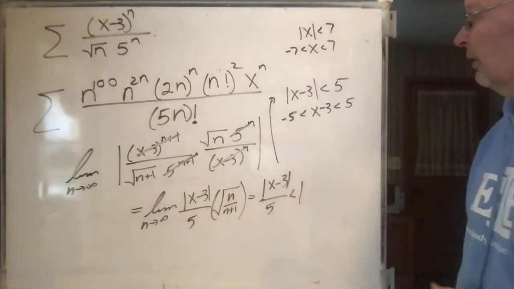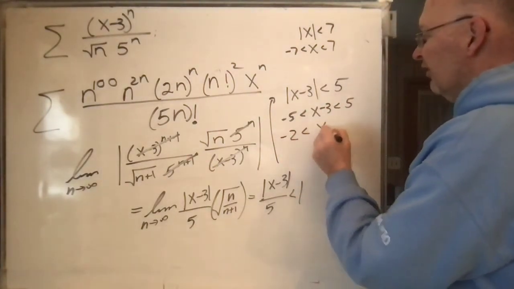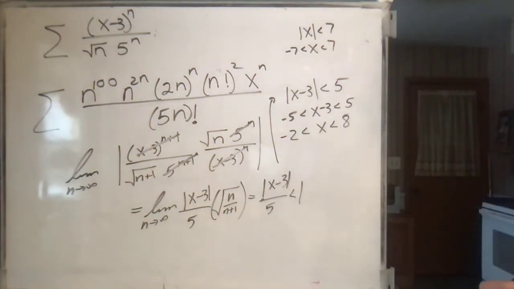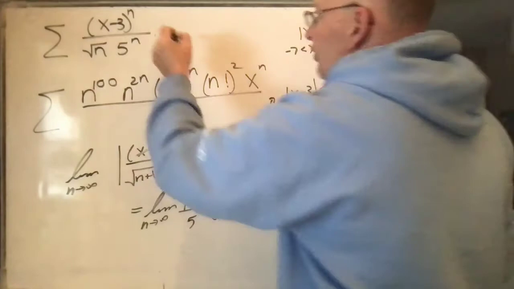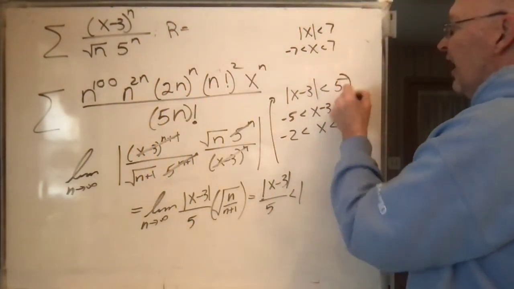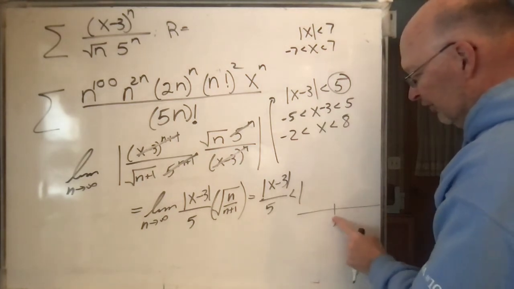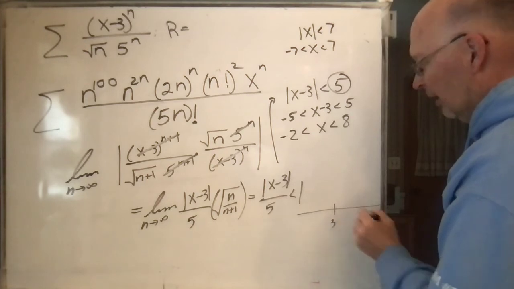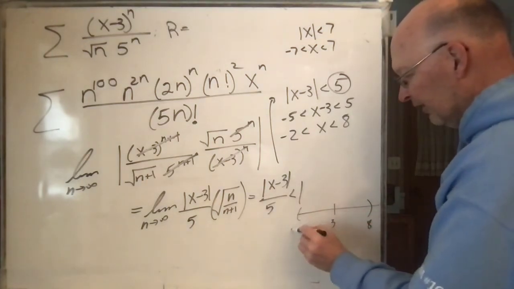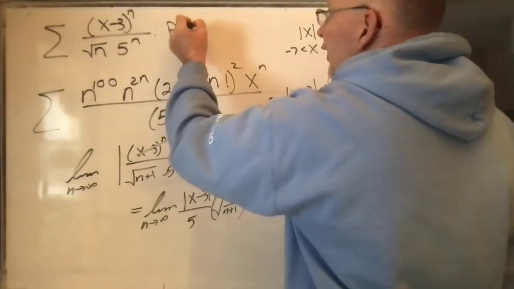So you write that out, and then you just add 3 to everything. If you add 3, you're going to get negative 2 less than x, add 3, you're going to get 8. So the radius of convergence, we still say the radius of convergence is 5 because you're starting at a different center. You're starting at 3 now, but you're going 5 in this direction to get to 8 and 5 in this direction to go to negative 2. And so the radius of convergence is still 5, okay?